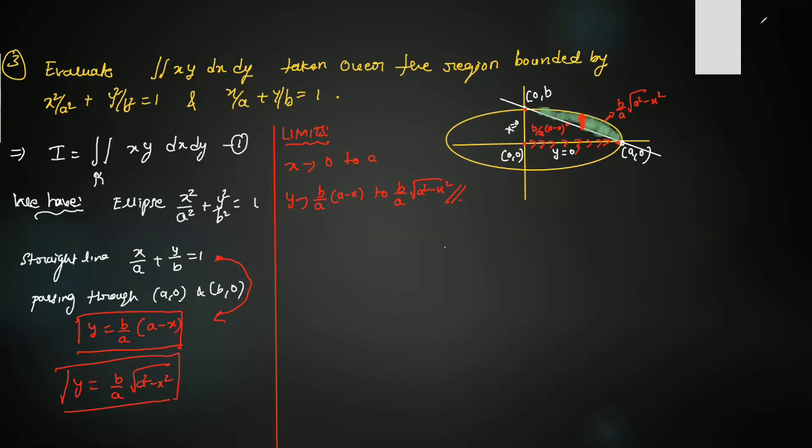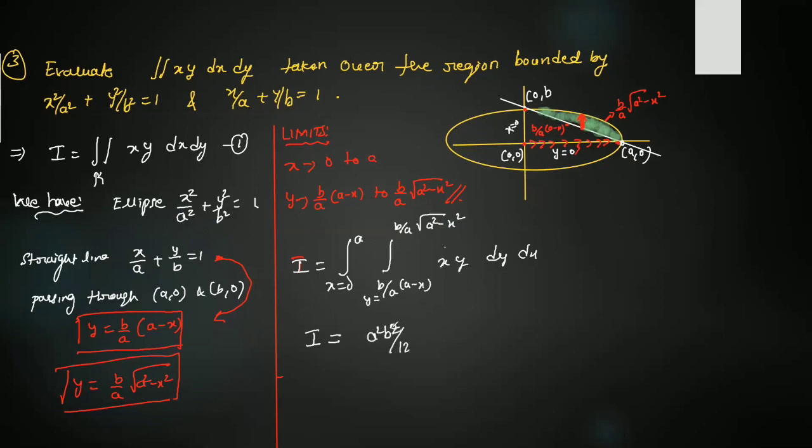I will write here. Do you want the answer for this? You can verify. The integral from 0 to a, from b by a minus x to b by a square root of a square minus x square, xy dy dx. The answer for this is a square b square by 12. Check.